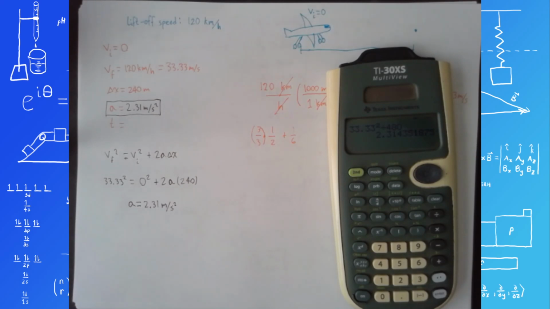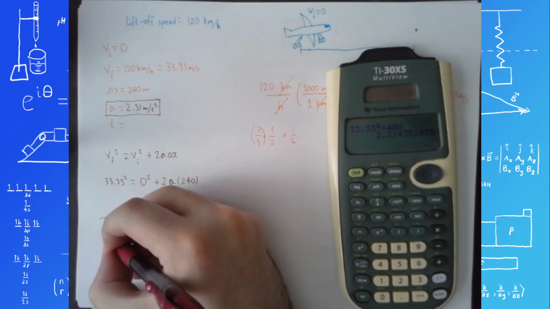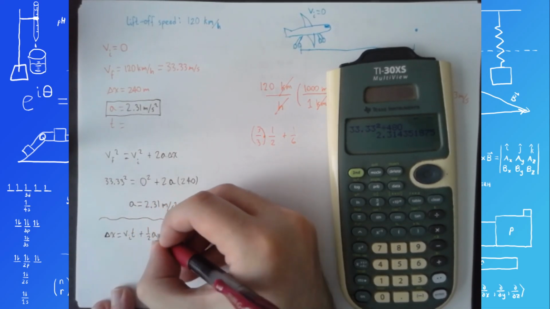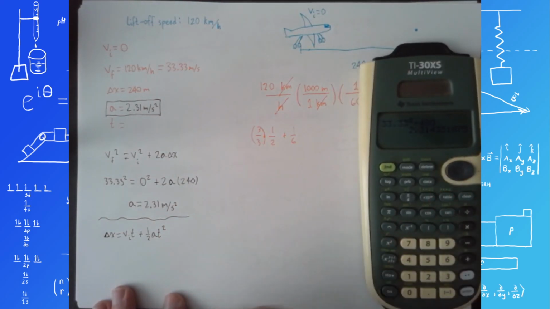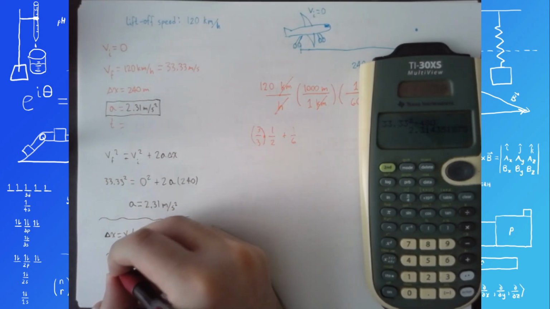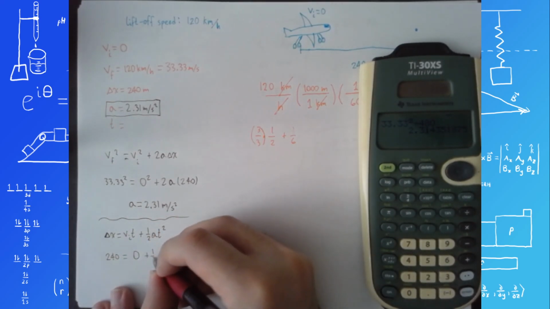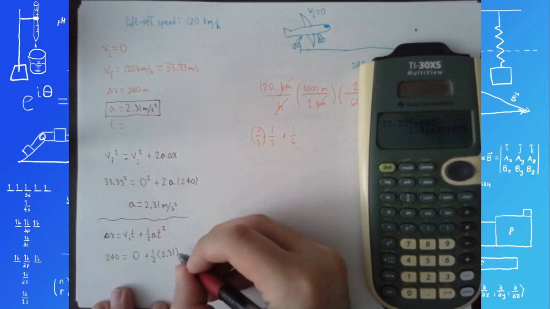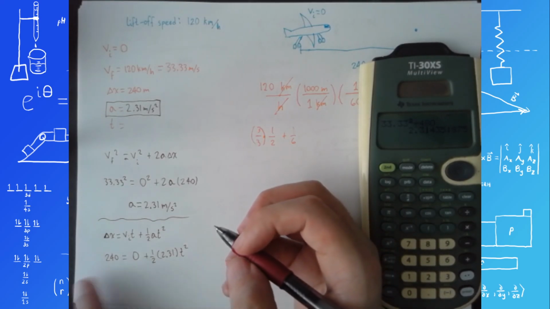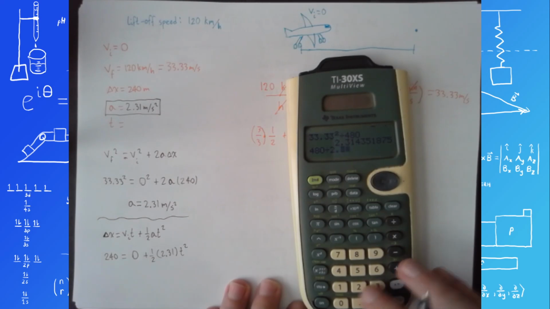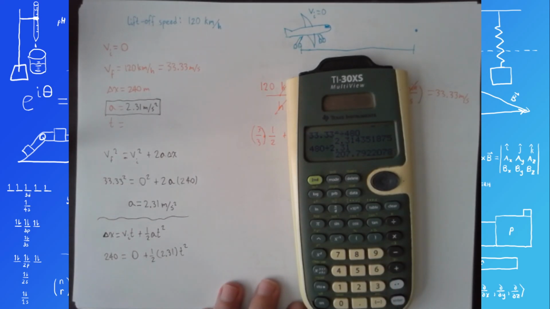All right, part 2, how much time would it take? I don't have to do a quadratic if I use the second equation, so let's use it. Delta x equals v initial t plus 1/2 a t squared. Since v initial is 0, it's not a quadratic anymore. Delta x, 240, is equal to 0 times t, so 0, plus 1/2 of 2.31 times t squared. Multiply by 2, divide by 2.31, so 480 divided by 2.31 is 207.792, and that's equal to t squared.